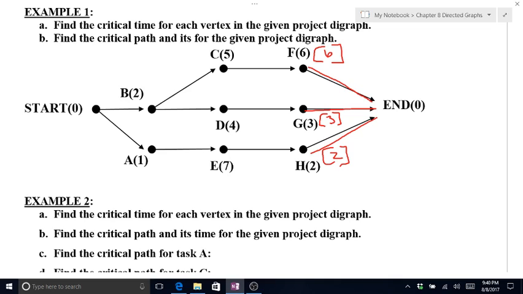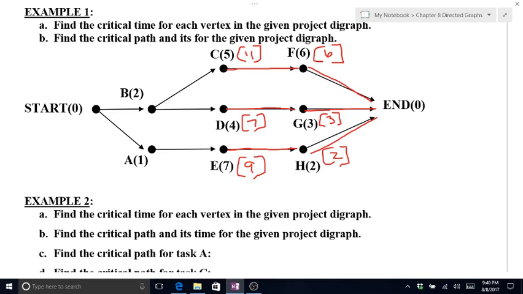Okay, so now I need to work backwards from these points. F goes to C. 6 and 5 gives C a critical time of 11. 6 plus 5 gives me 11. G goes into D. 3 and 4 gives D a critical time of 7. And H goes into E. 2 and 7 gives E a critical time of 9.